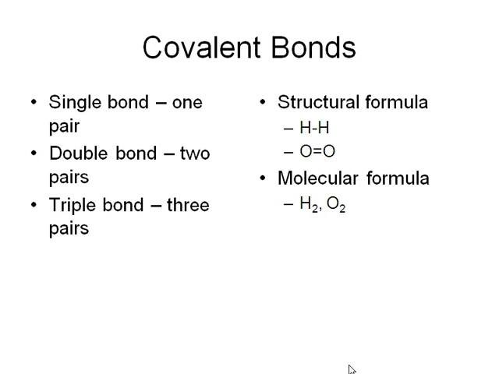The molecular formula, if you get into chemistry, you'll know just by looking at what atoms they are, whether they are ionically bonded or covalently bonded. But for the purposes of this class, H2 and O2 tell you nothing but the presence of 2 hydrogens or the presence of 2 oxygens.